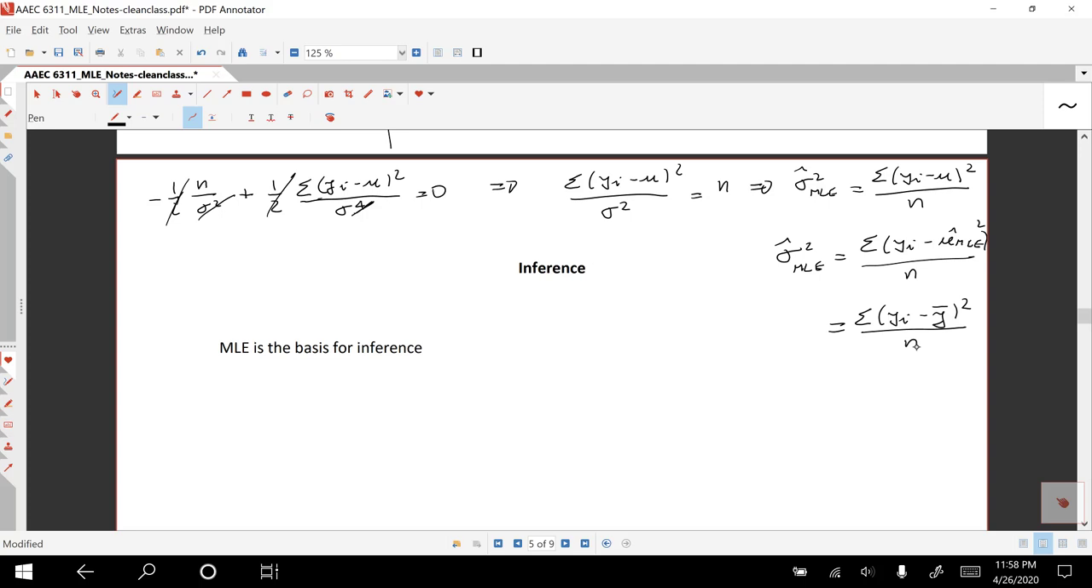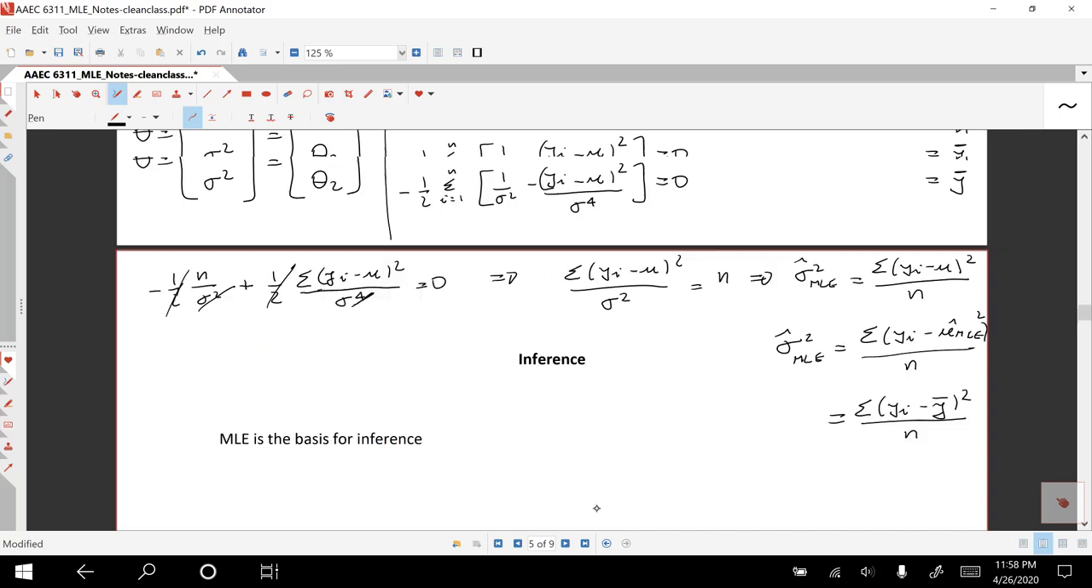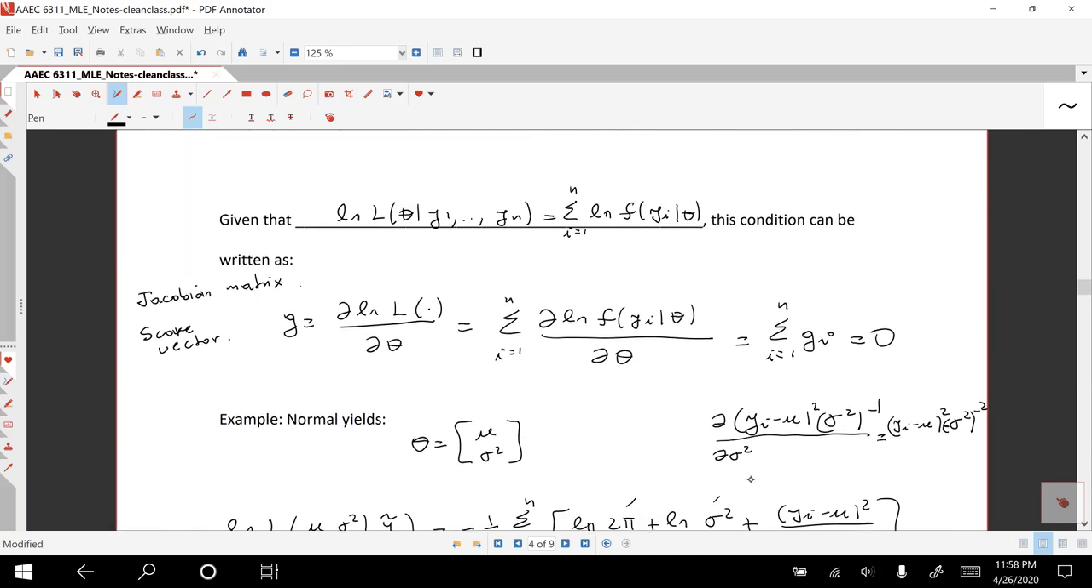Okay, so here the idea is, hopefully, I'm using this example as an illustration, but you should be able to understand the process and be able to find the likelihood function, the log likelihood function, and then the maximum likelihood estimators for the coefficients of any probability distribution. Okay, so now let's talk about inference.